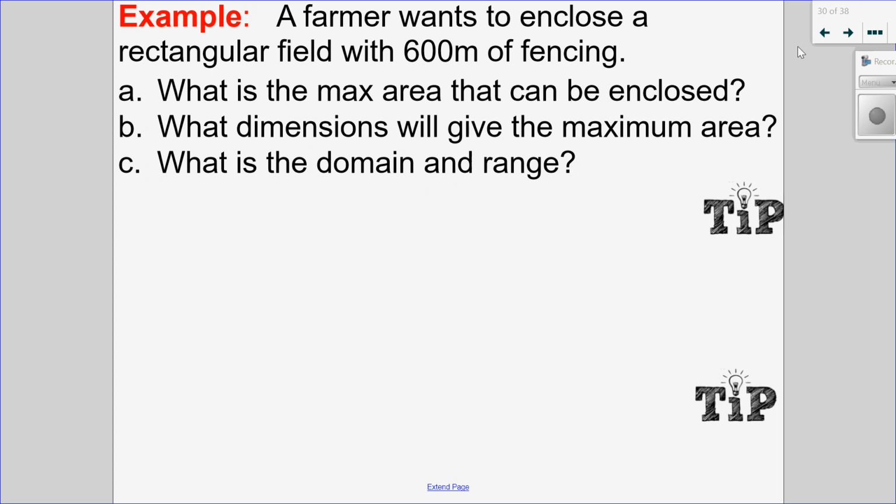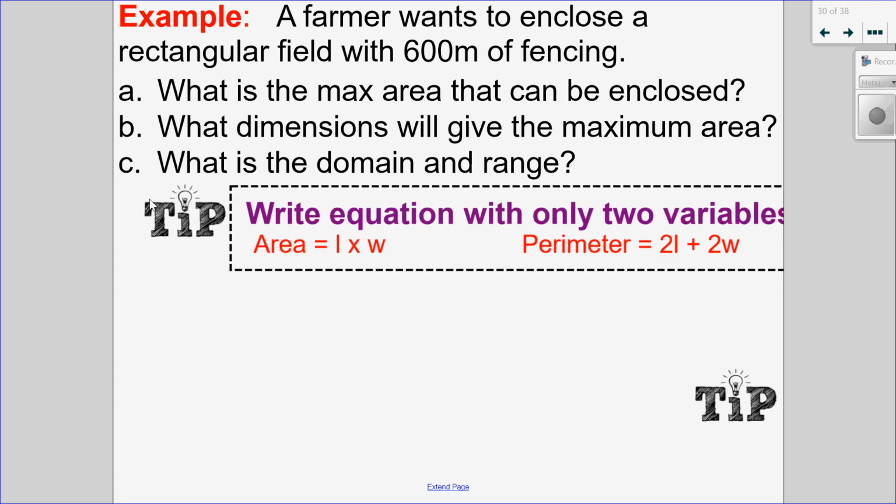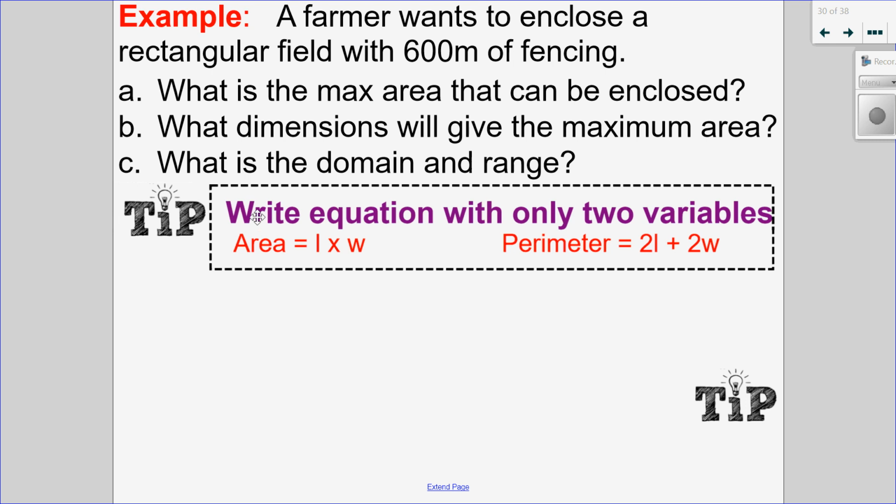We have a farmer that wants to enclose a rectangular field with 600 meters of fencing. I want to know the maximum area that can be enclosed. Okay, so we have two things going on here. We have area and we have perimeter. So my tip is we want one equation with only two variables, because right now I have area, length, and width. That's 3 variables. That's too many.